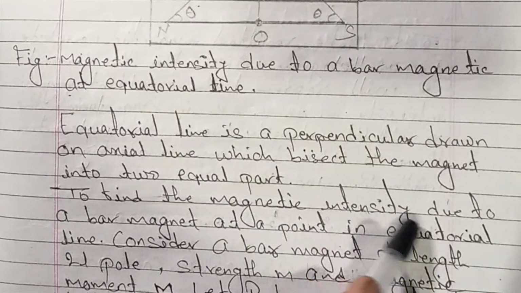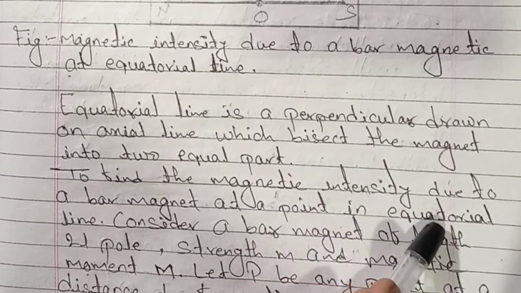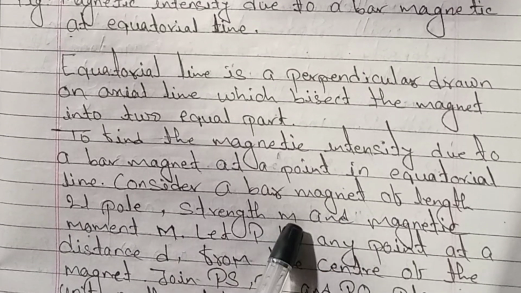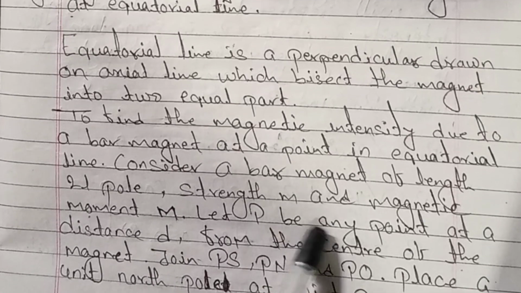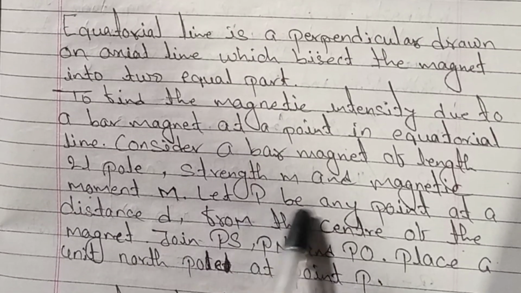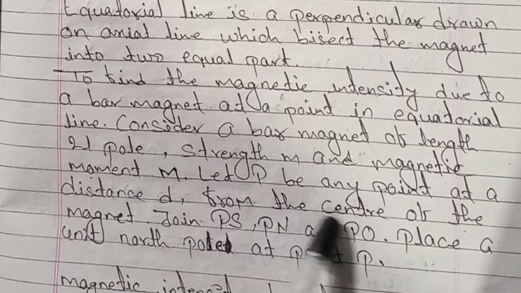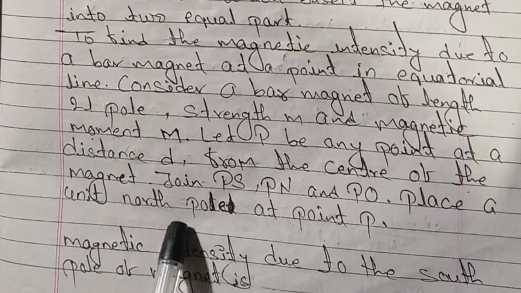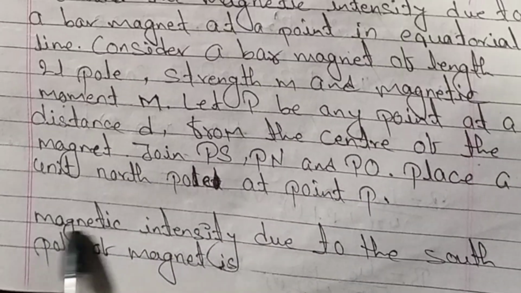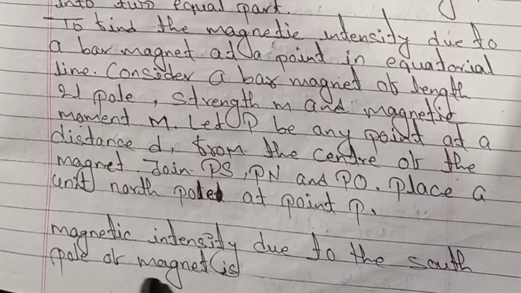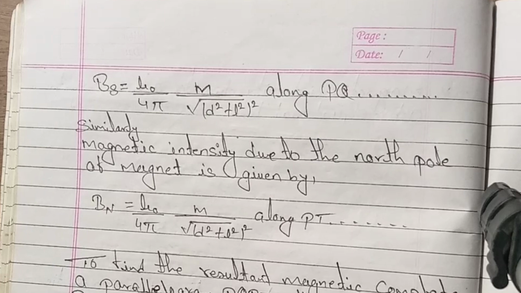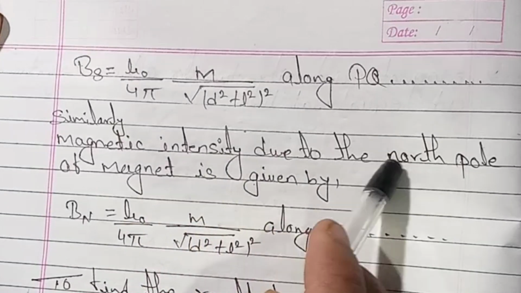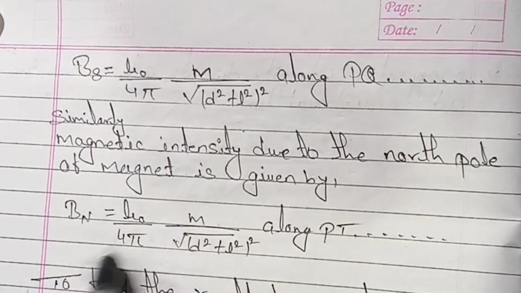To find the magnetic intensity due to a bar magnet at a point on the equatorial line, consider a bar magnet of length 2L, pole strength m and magnetic moment M. Let P be any point at a distance d from the center of the magnet. Join PS, PN and PO. Place a unit north pole at point P. Magnetic intensity due to the south pole of the magnet is given by this formula. Similarly, magnetic intensity due to the north pole of the magnet is given by this formula.